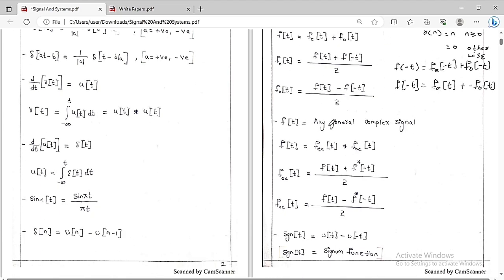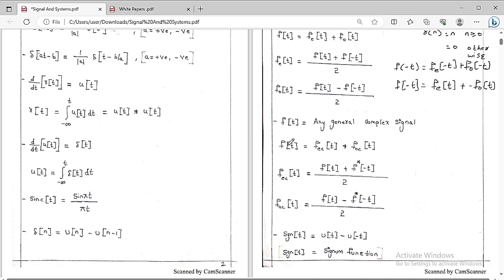Now let's go to the other point, which is: suppose f of t is any general complex signal. What is the meaning of a complex signal? If in a signal you see any j terms, then we can say it is a complex signal. Then f of t is any general complex signal.